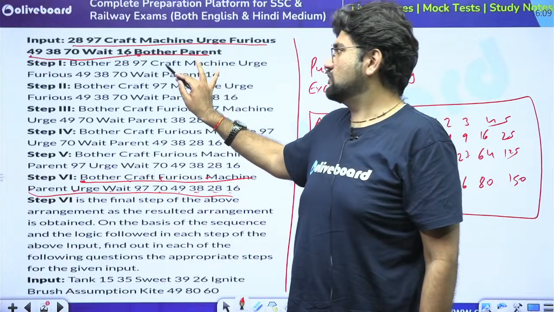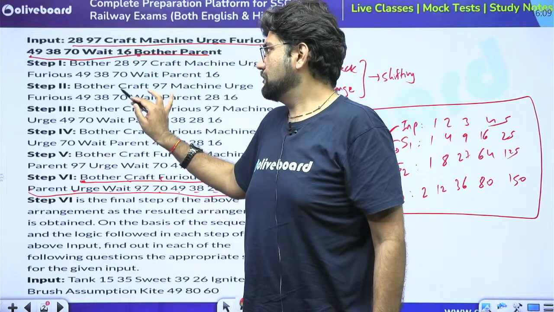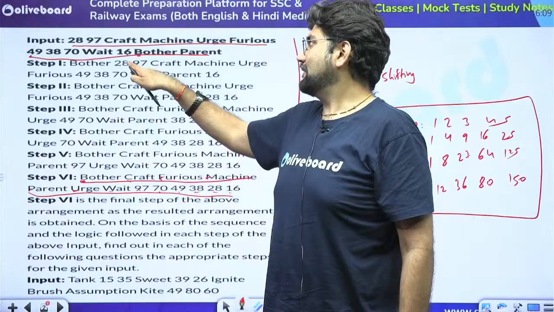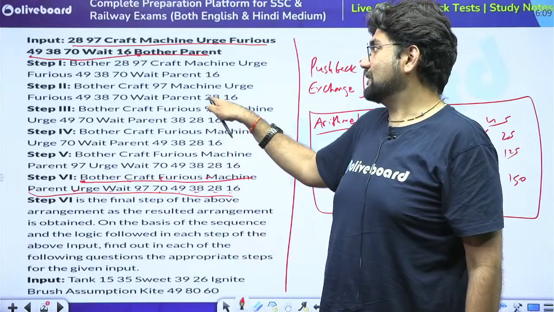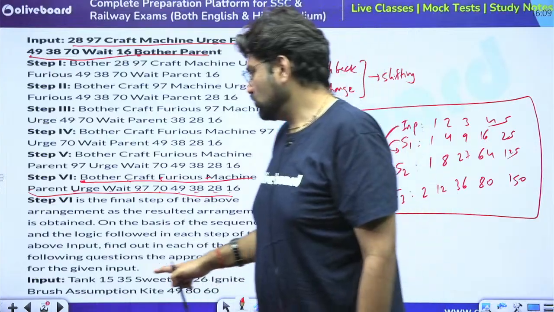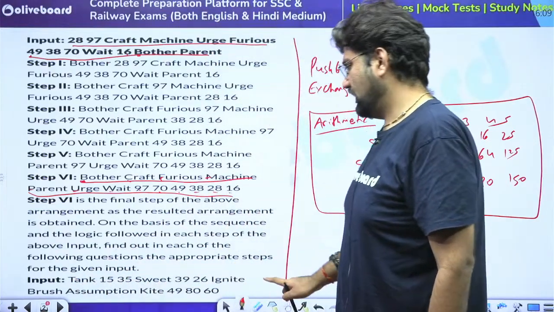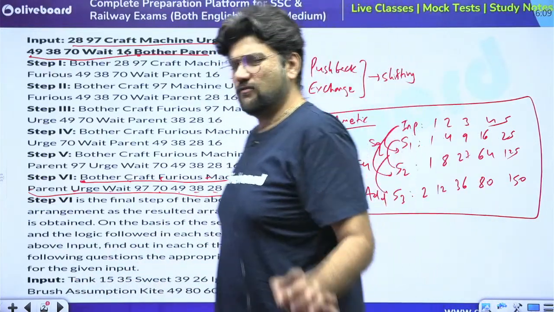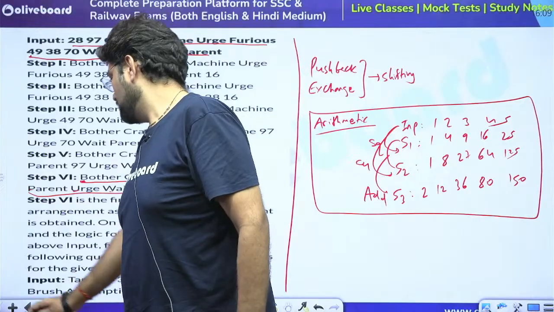Now next is C. So this craft will go here after brother because increasing order. And then 28 will come before 16 because it has to be arranged in decreasing order. Okay. Now come to your input. This is your input. This is what they're expecting from you. Okay, the first question I'm going to take some time, so don't worry.